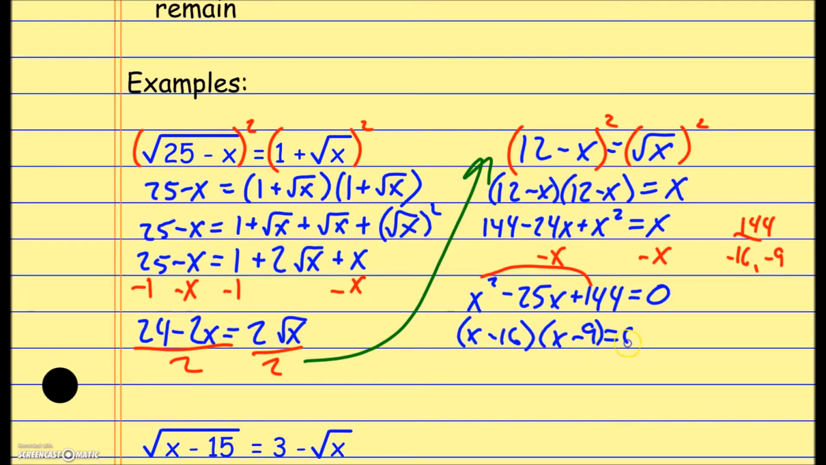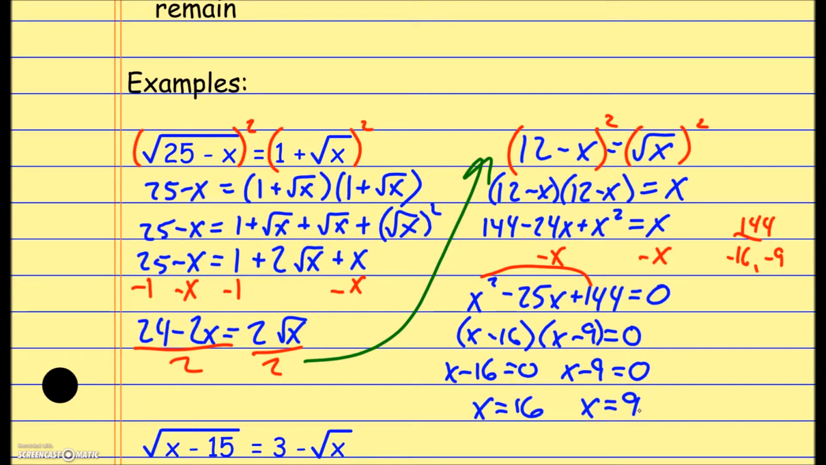And now I set each factor equal to 0. So I do the x minus 16 equals 0. I do the x minus 9 equals 0, and now I solve each. So here I find out that x equals 16, here I find out that x equals 9, but I'm not done yet. I have to plug each of these back in, make sure they work.